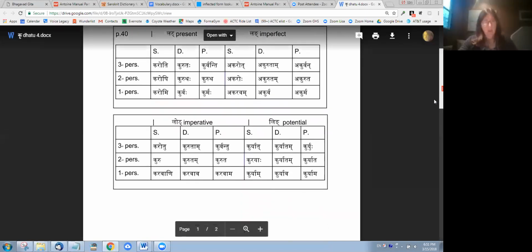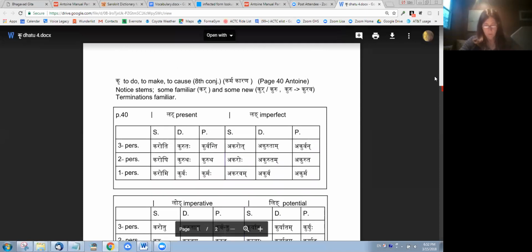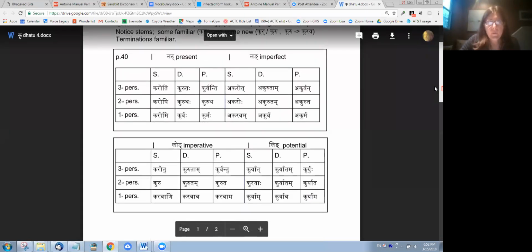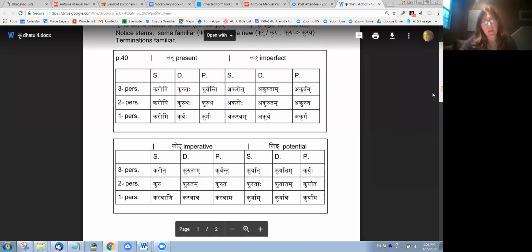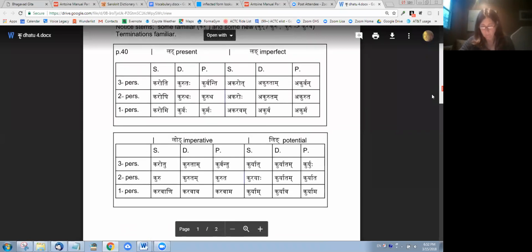All right, and now I'm trying to see if I can tell Jyoti what page the others are on. I don't think I wrote it down. So we're now going to read the imperative and the potential. I can't tell you what page that is on, Jyoti, just listen along.